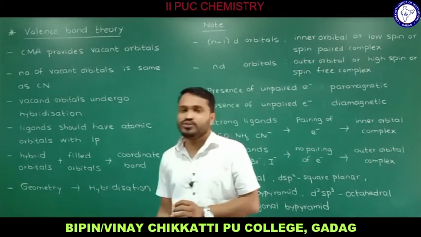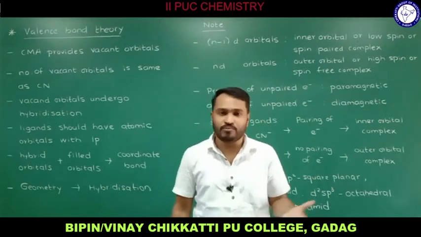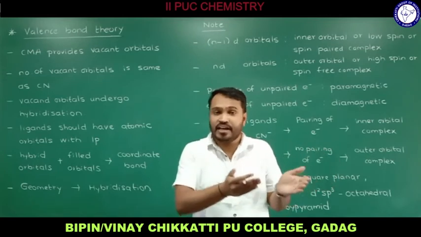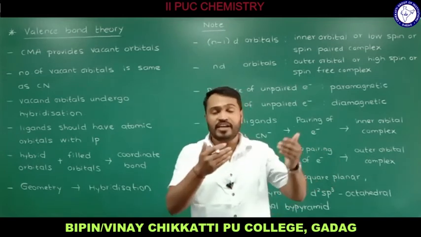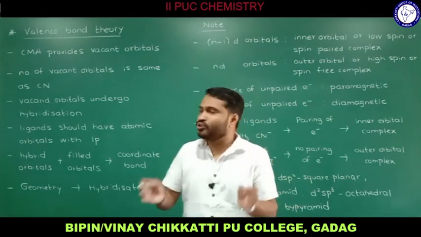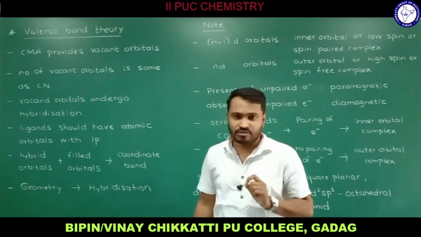The last point also, you remember, the type of hybridization decides the geometry of the molecule. What type of hybridization takes place, whether it is sp3 hybridization, dsp2 hybridization. So based on the type of hybridization, the geometry of the complex is going to be decided. So that is all about the postulates of valence bond theory of coordination complexes.